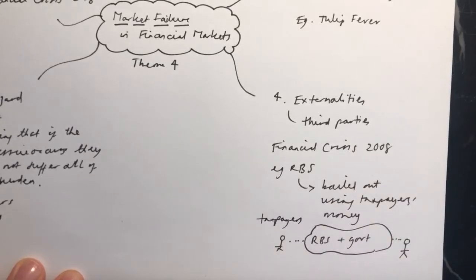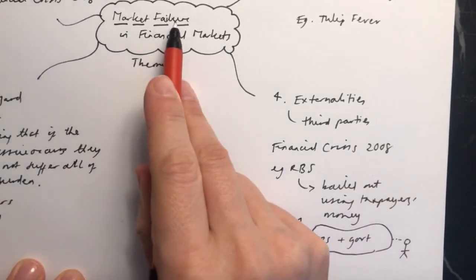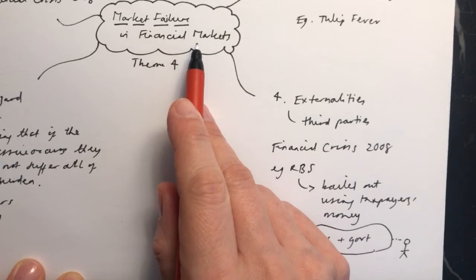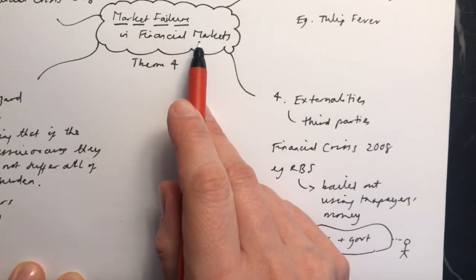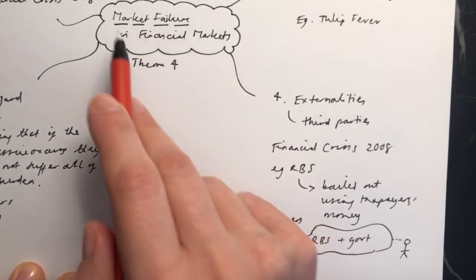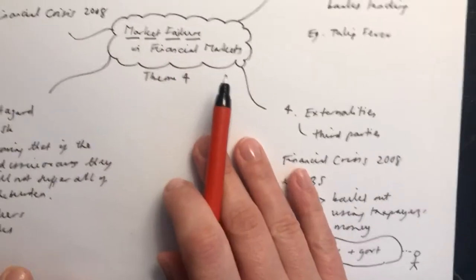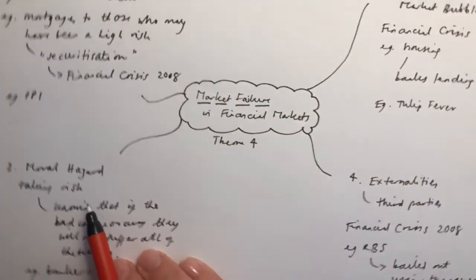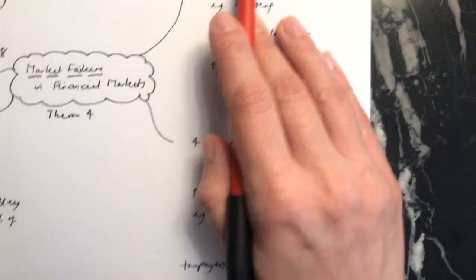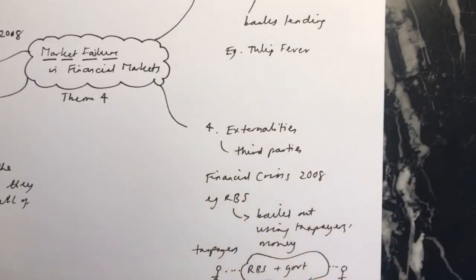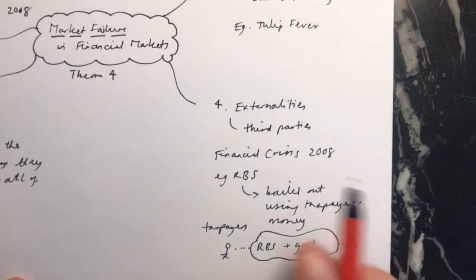Morning, this is the fourth video about the types of market failure that you can get in financial markets. We've talked about a way of remembering this. There are four main ones, which are asymmetric information, moral hazard, speculation and market bubbles, and now we're going to have a look at externalities. These are all in theme 4 in your specification.